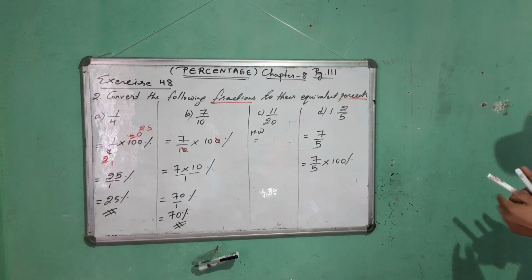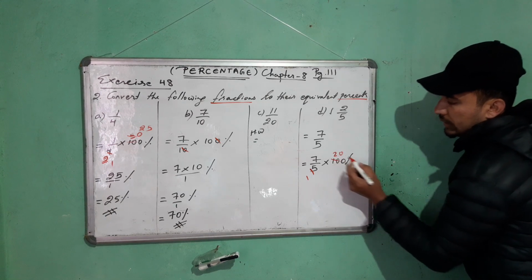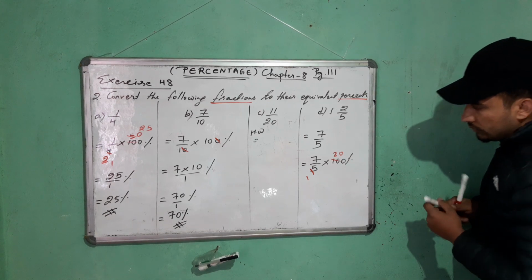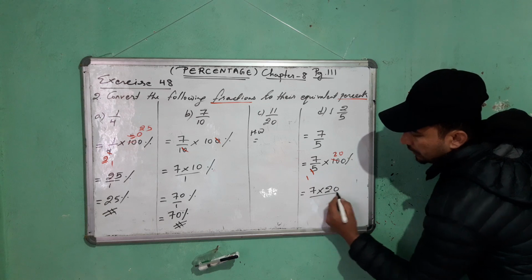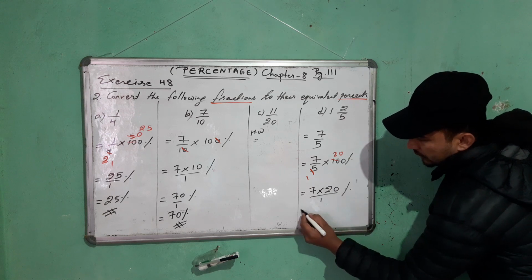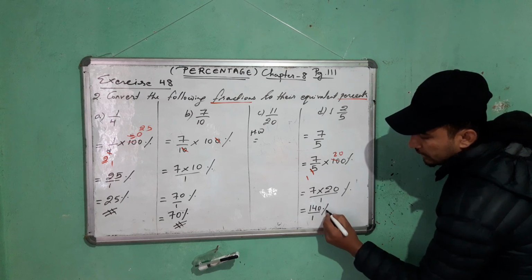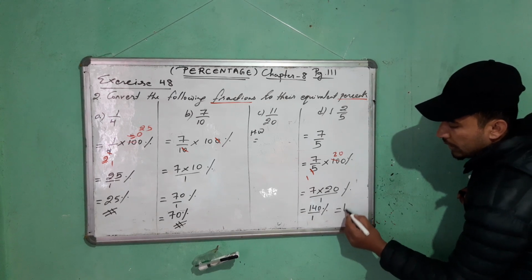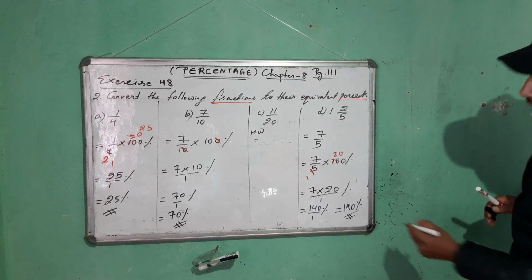I'll do the cancellation. You can cancel with 5. 5 1s are 5. 5 2s are 10. 0s are 0. So it will be 7 into 20 divided by 1%. So 7 2s are 14. 140 by 1%. So 140 upon 1 means 140% only. 140%. This is your answer. Okay.